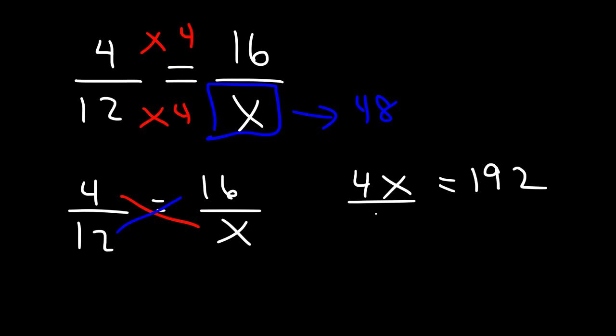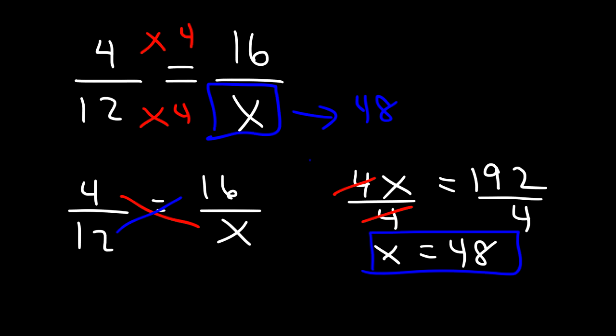And then at this point, you could divide both sides by 4. And so these numbers will cancel. 192 divided by 4 will give you 48. So 48 is the missing value. That's the value of x.